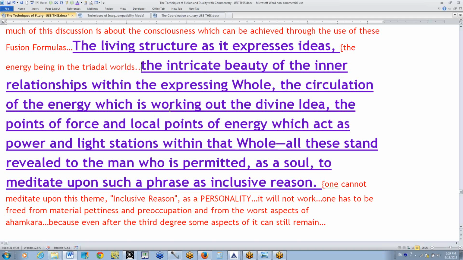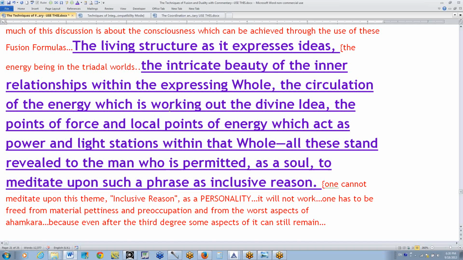The points of force and local points of energy. So energy applied in form and energy which is freer, which act as power and light stations within that whole. So what are the points from which the energies depart and circulate? And what are these points which receive energies departing from other points of force and energy? What are these?